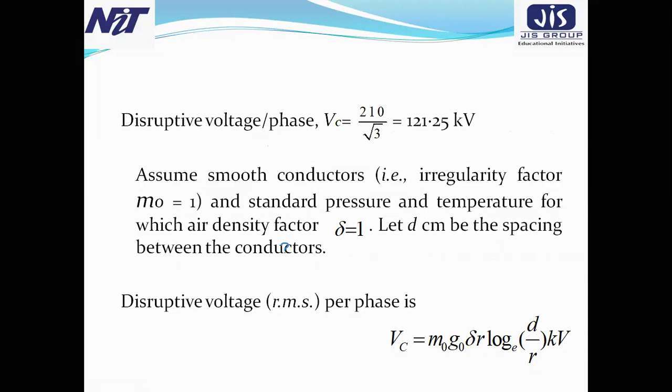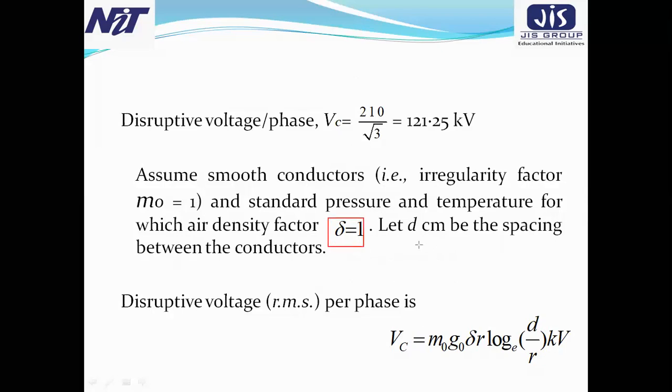So assume smooth conductor. So for smooth conductor, what is the value? For smooth conductor, the irregularity factor M0 equals 1, and at standard pressure and temperature the air density factor delta equals 1. Let d centimeter be the spacing between the conductors. No problem. Air density factor we consider here, the value delta equals 1.